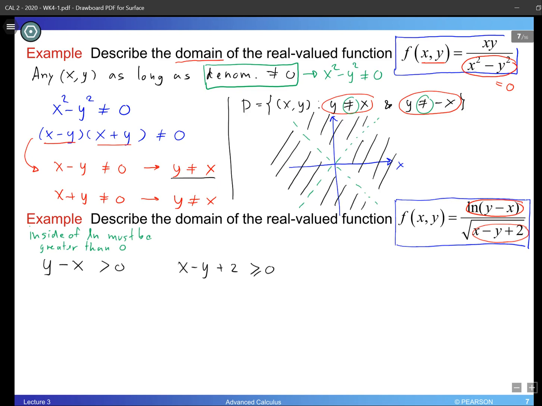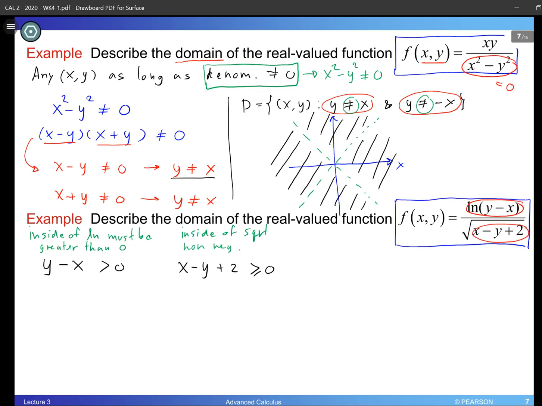And let's make a note here that this is about the inside of the square root being non-negative. That's better. Non-negative. Alright, that is the second condition.